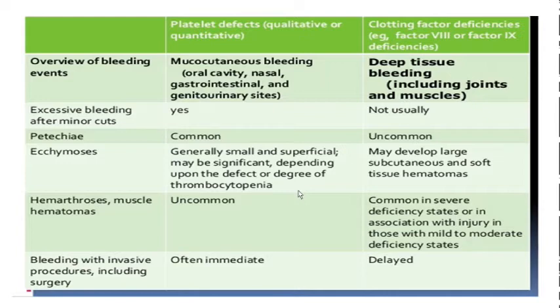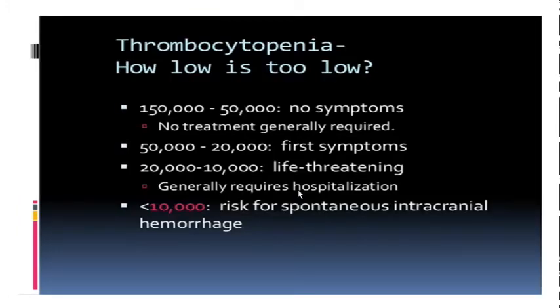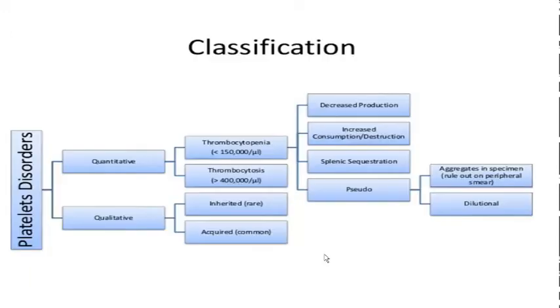and a little delayed in cases of coagulation profile defects. So when platelet count is very low, usually life-threatening is when you have less than 20,000 platelets, where such a patient may require hospitalization, or less than 10,000, where there is a chance of spontaneous intracranial hemorrhage, which is again a very grave problem.